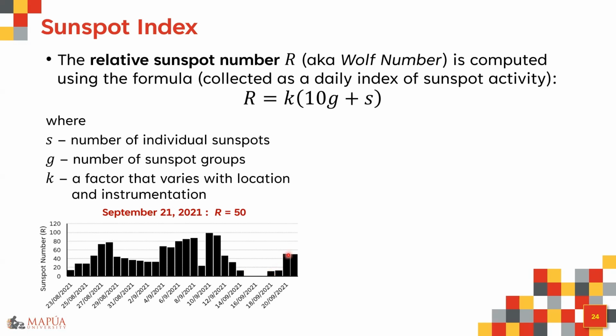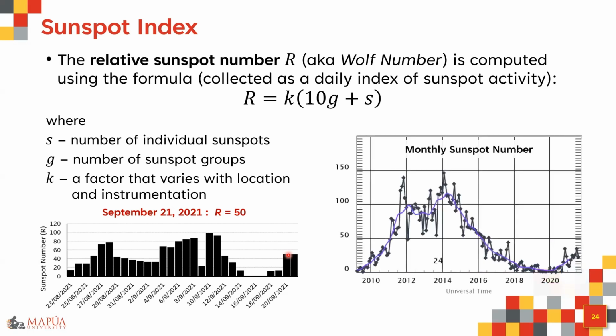Okay, and then what is being done here is to look at the average per month, and then we graph it over the year. So this is an example of your monthly sunspot number from late 2009 to August last month, 2021. So you will notice here that the monthly average sunspot number is actually increasing and decreasing.